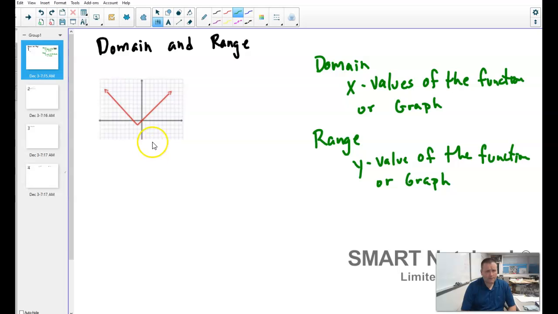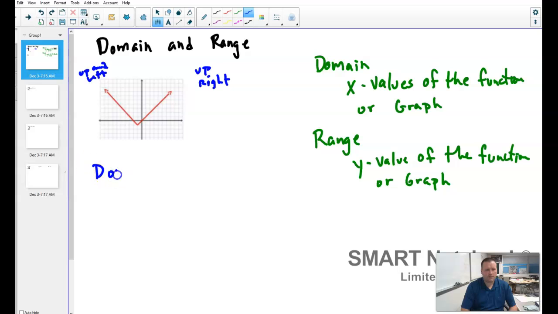So if I look at this graph here, I've got this arrow, and this arrow is moving up, but it's also moving to the left as well. So this is moving up and left. And if I look at this one, it's moving up and it's moving right as well. So for my domain, I'm only curious in left to right, because my x-axis goes left to right.